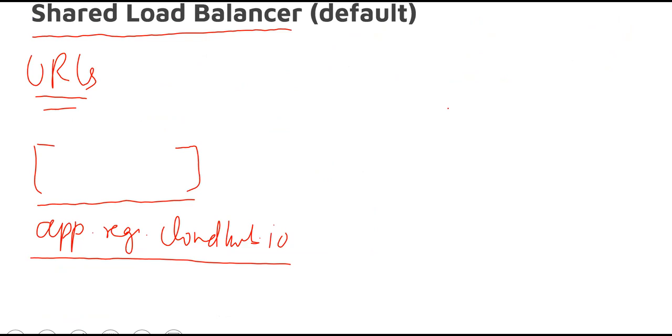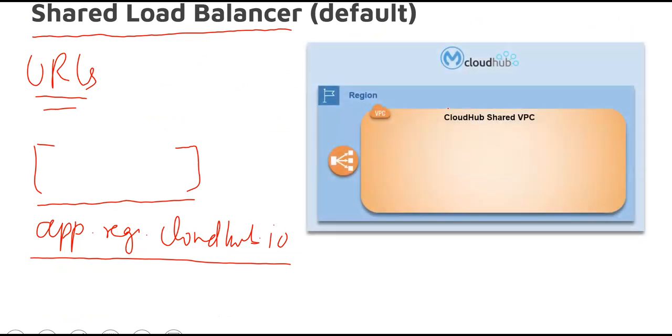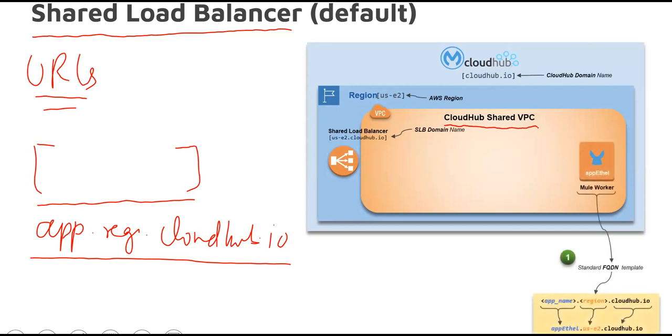Let's take the setup first use case, where we deploy my application under the CloudHub shared VPC. Shared means it will be shared with all other accounts, but you get a dedicated space. Nobody will access your app, your space. So this will get created under the shared VPC if I'm deploying anything. Let's say I deployed one app on one worker. Let's say my app name is just app.